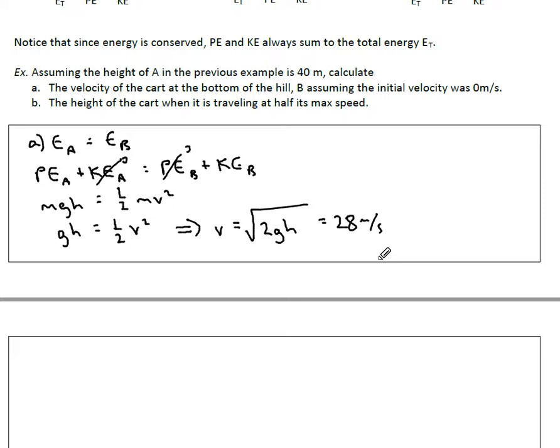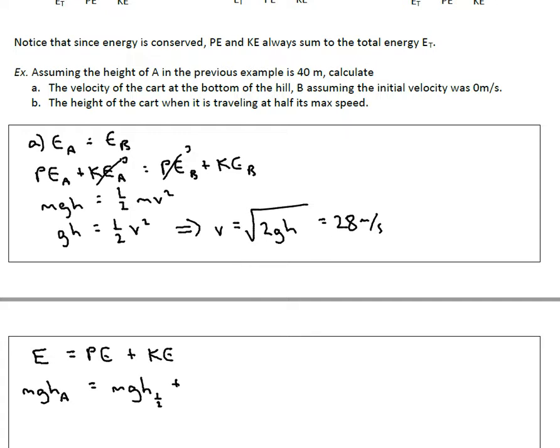For question B, this is the height of the car when it's traveling at half its max speed. So we know that the energy at any point in the ride is the same. So we're going to have potential energy and kinetic energy. I can choose any point. So I could choose that mgh at A again, which will give me how much energy I initially have. And later on, we're trying to find out how high are we. So mgh when we're at that halfway point.